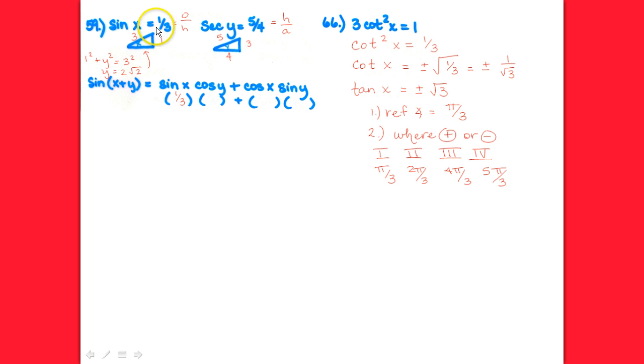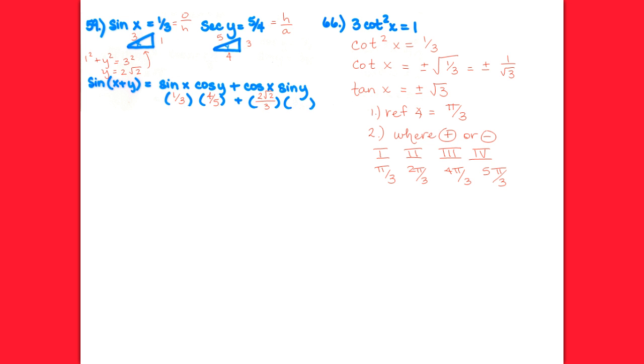Again, sine x was given. It was 1/3, so we can just slot it in. Now we need cosine y, so that means I've got to come to the y triangle. What's the definition of cosine? Adjacent over hypotenuse. So if I do adjacent over hypotenuse, what am I going to get for cosine y? 4/5. All right, then I need the cosine of x. So I'll come back over to my x triangle this time. What would the cosine of x be? Yes, 2 square roots of 2 over 3. Adjacent over hypotenuse.